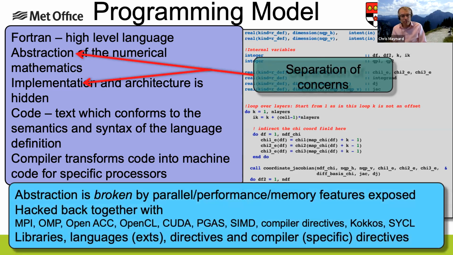Unfortunately, this abstraction is broken by all the parallel performance and memory features exposed, some of which Professor Fu was describing in his previous talk. Then we have to put it all back together again with all these different things: MPI, OpenMP, OpenACC, there's a whole zoo of different things, compiler directives, Kokkos, oneAPI SYCL from Intel, or you might have to look at A-thread if you want to run on the Toei Light machine. Not only are they different things, they're all different sorts of things: libraries, extensions, directives, compiler directives.